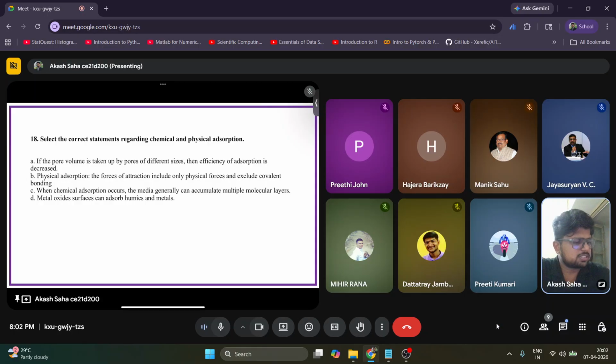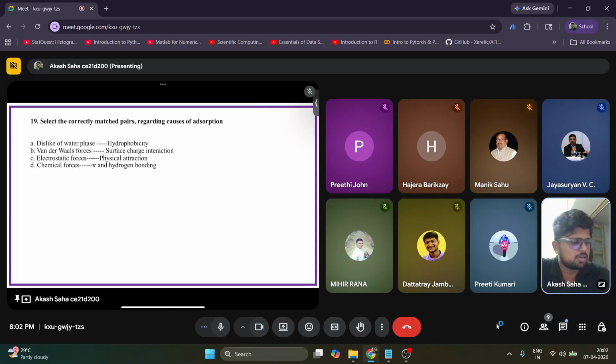Okay, so this is also the same problem, so I'm just skipping it. Select the correctly matched pairs regarding causes of adsorption. Dislike of water phase, hydrophobicity; van der Waals forces, surface charge interaction; electrostatic forces, physical attraction; chemical forces, pi and hydrogen bonding. So which of them are correctly matched?